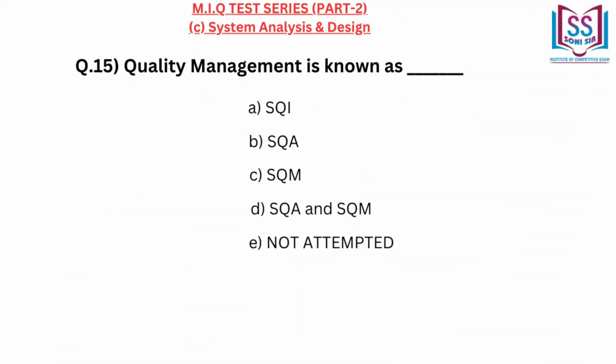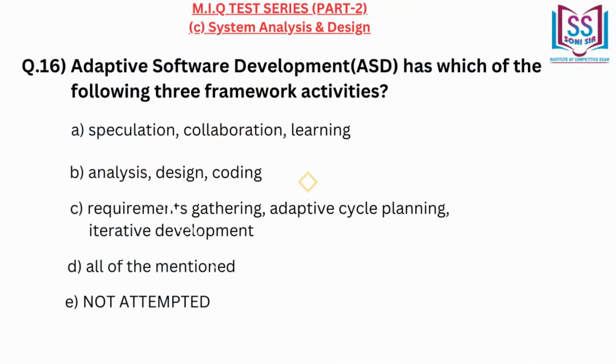Quality management is known as dash. A. SQI. B. SQA. C. SQM. D. SQA and SQM. Adaptive Software Development, ASD, has which of the following three framework activities? A. Speculation, collaboration, learning. B. Analysis, design, coding. C. Requirements gathering, adaptive cycle planning, iterative development. D. All of the mentioned.